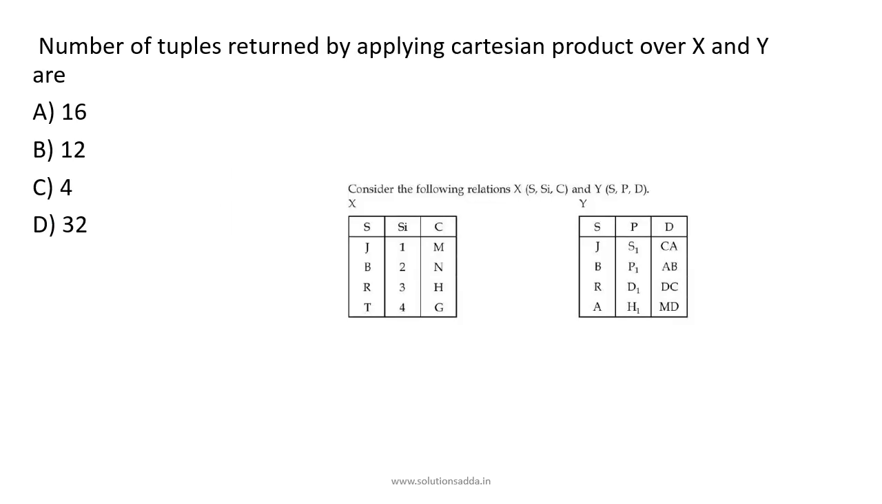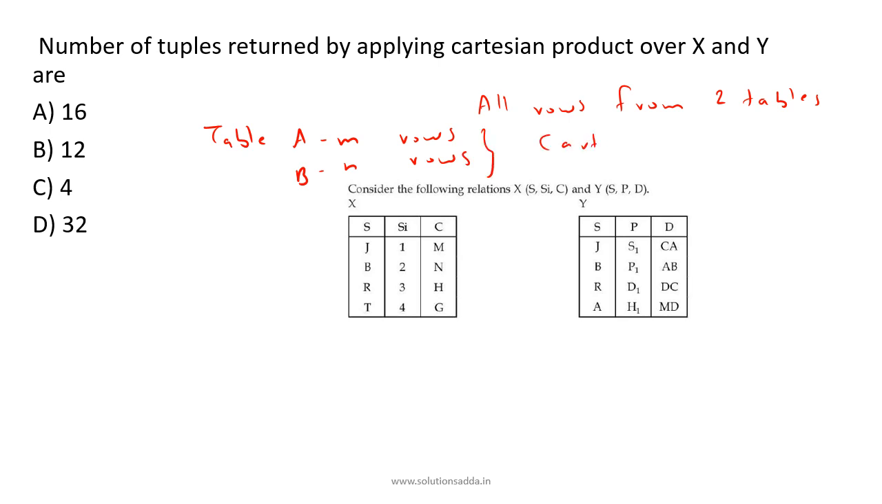Next question is number of tuples returned by applying Cartesian product over x and y. So a Cartesian product, what is that? It is also known as cross join. It combines all rows from two tables. So if assuming table A has m rows and table B has n rows, the Cartesian product will return m cross n rows, that is m into n rows. This much rows will be returned.